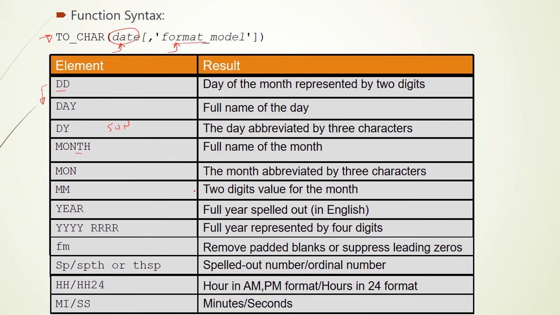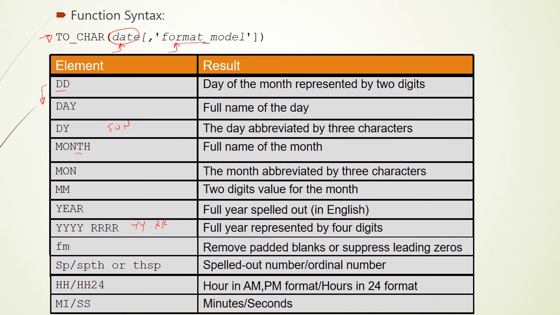We can use MM to display two digits representing the month. YEAR is the full year spelled out in English. We can also use YYYY or RRRR to display the full year represented by four digits, or we can use YY or RR, that means two digits representing the year. The FM element is used to remove padded blanks or suppress leading zeros. SP or SPTH is a spelled out number or ordinal number. You can use SPTH or THSP, the same thing.